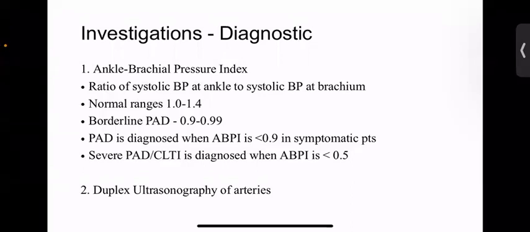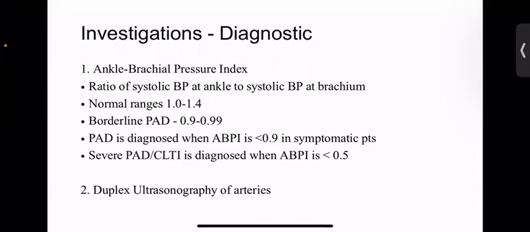Before you can confirm that a patient has peripheral artery disease, you have to do further investigations coupled with the presence of clinical symptoms. Peripheral artery disease is diagnosed when the ABPI is less than 0.9 in a symptomatic patient. And when there's severe PAD or critical limb-threatening ischemia, we make a diagnosis when there are symptoms and a value of less than 0.5.